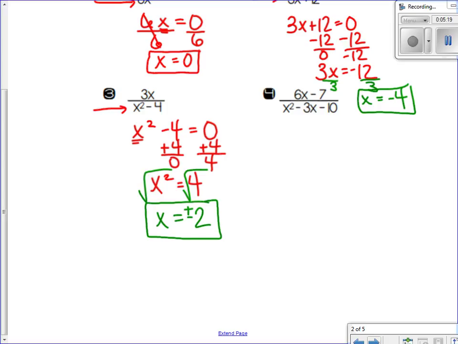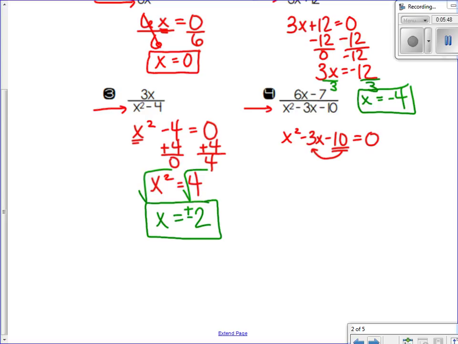All right, our last one. We got to set this denominator equal to 0. So looking at number 4, I got x squared minus 3x minus 10 equals 0. Well, I got me a trinomial, and the leading coefficient is 1. So this really looks like something that we could probably factor. So if we look at it, I need two factors of negative 10 that would add up to negative 3.